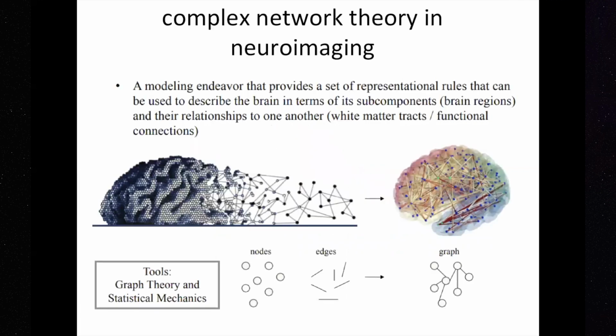Okay, now let's come to complex network theory in neuroimaging, the actual topic of this talk. I'm going to read this out because it is written so nicely by Danielle Bassett: it's a modeling endeavor that provides a set of representational rules that can be used to describe the brain in terms of its subcomponents. So here we talk about brain regions and their relationships to one another.